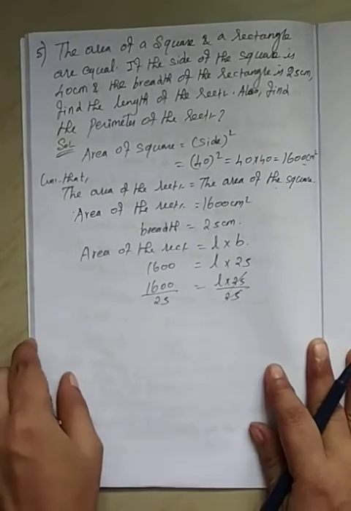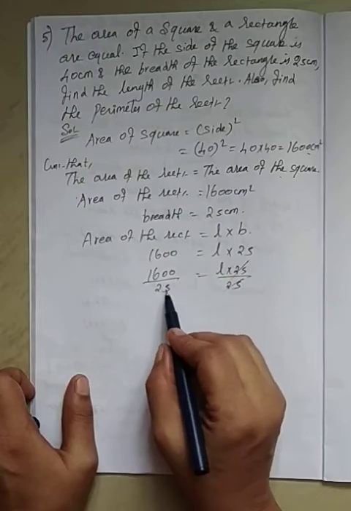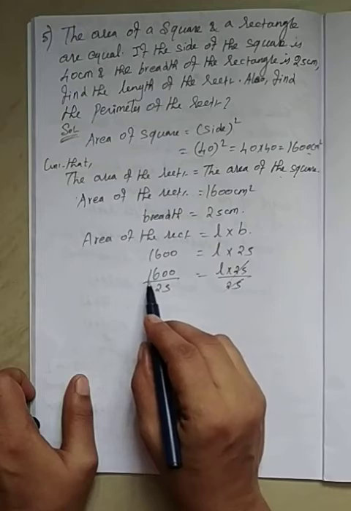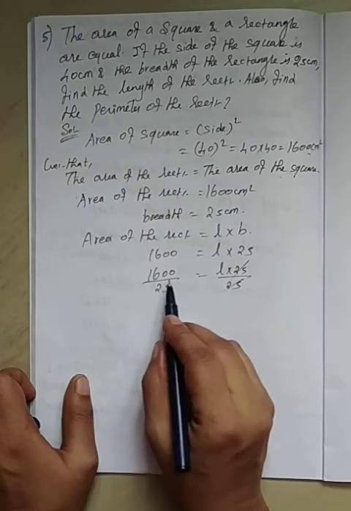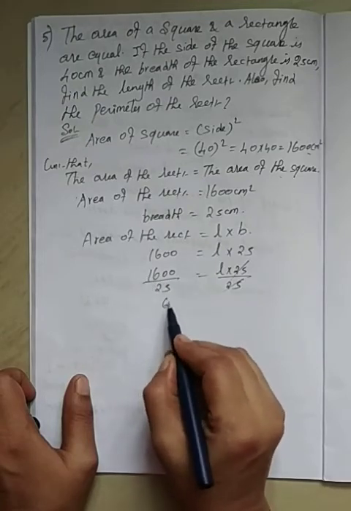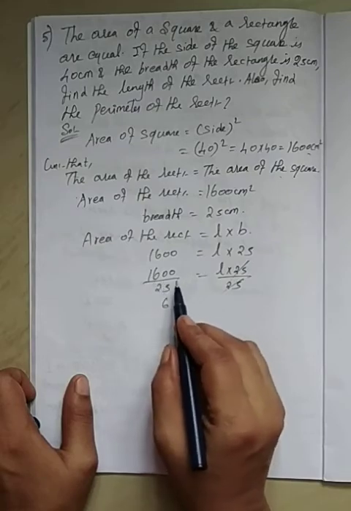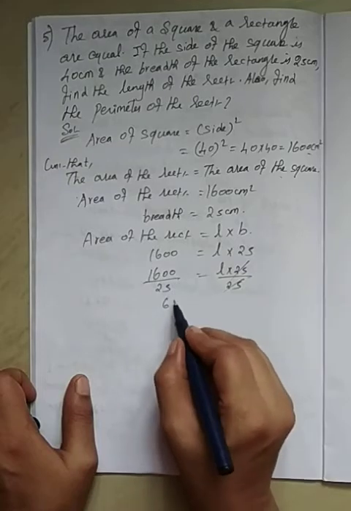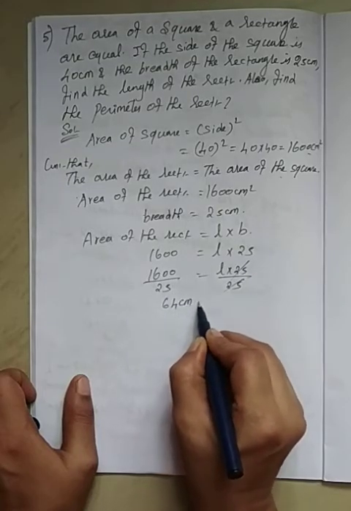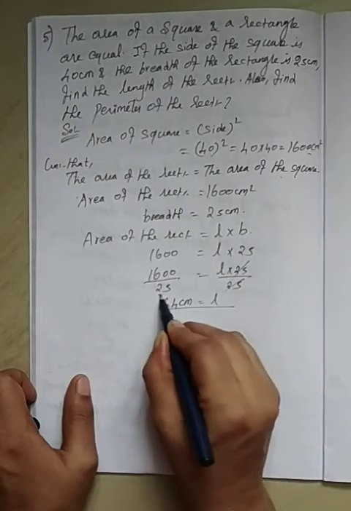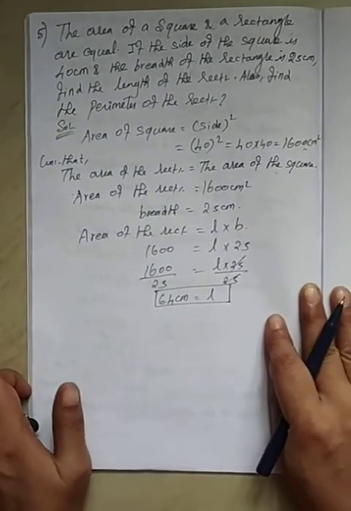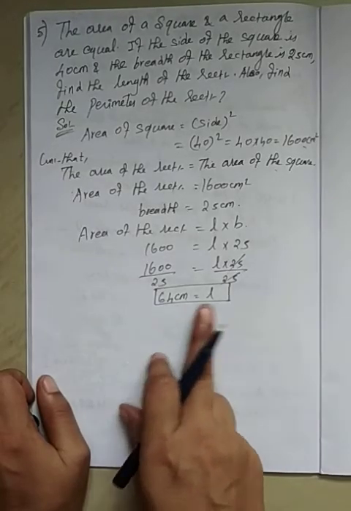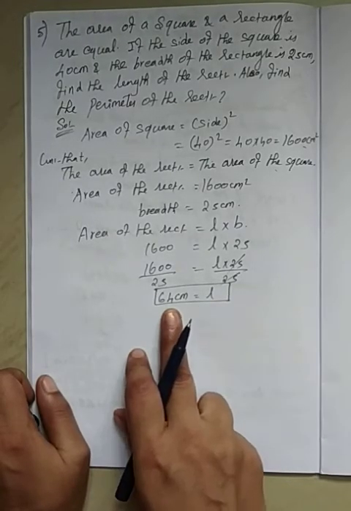Now removing the 25, see here, how many 25s are there? You have to take 160. So 6, remaining 10. Here you can take 0, which means 100. How many 25s? 4. So 64 centimeter. That means the L value is 64 centimeter, so the length of the rectangle is 64 centimeter.